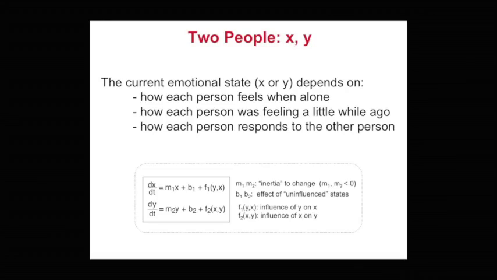So what we've been doing is to see what sort of very simple model, or the simplest model we can make of a conflict. So we start with a model with only two people, and the variables are their emotional state, how happy or unhappy they are. And we say that the current emotional state of each person depends on how that person feels when they're alone, how each person was feeling a little while ago, and how each person responds to the other person.